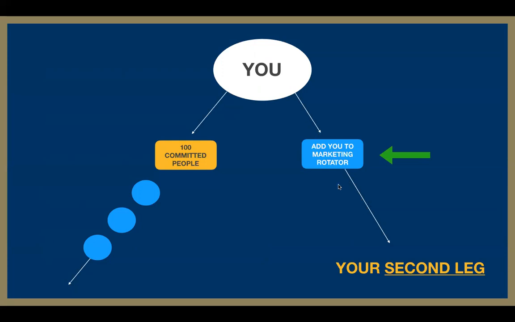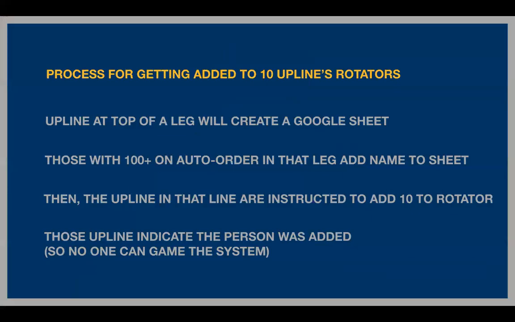But you're just going to make sure, because you have their email addresses, the people you brought in, you're going to tell them, hey, watch this video. Once you have 100 people on auto order, you're going to add yourself to this Google sheet I set up. And then you can tell everyone else, as you see people in the Google sheet who are underneath you, you're going to add them to your marketing rotator, and you just send them to a video I made that shows them how to do that. So it's not going to be hard. And if you don't fully understand it yet, don't worry about it, because I'm going to do it first, and then it's going to make a lot more sense.